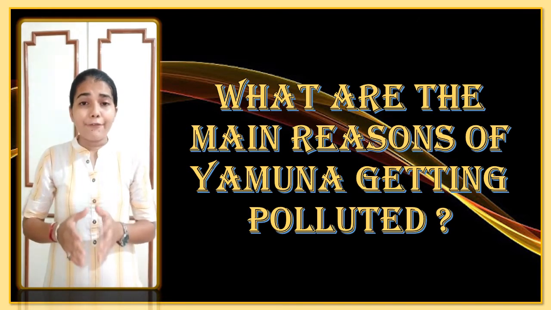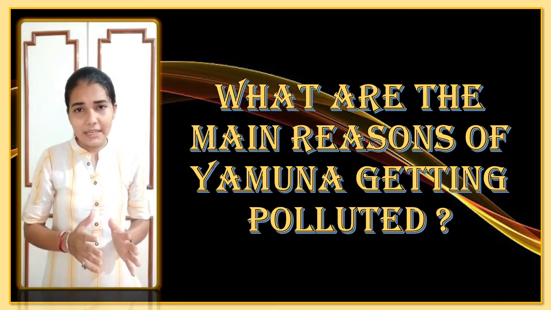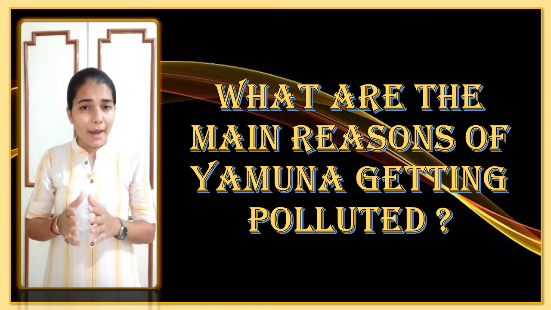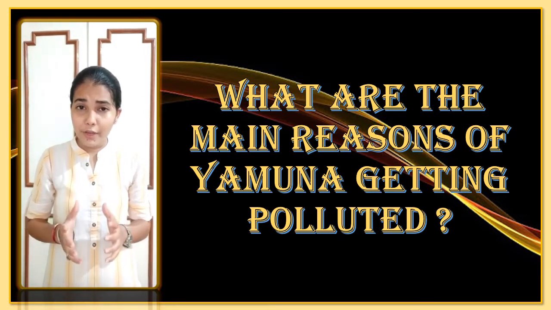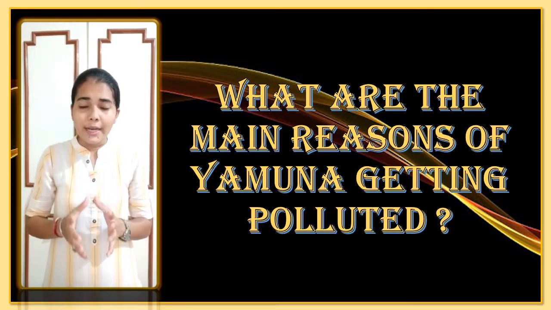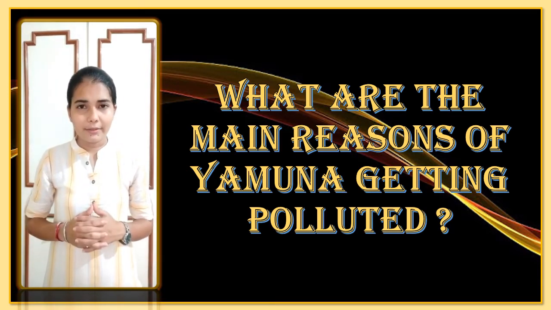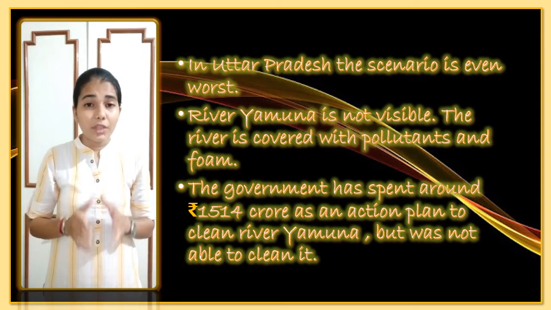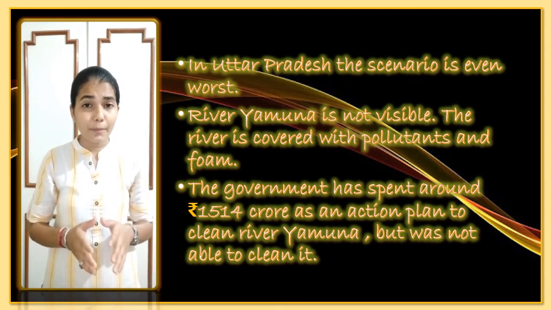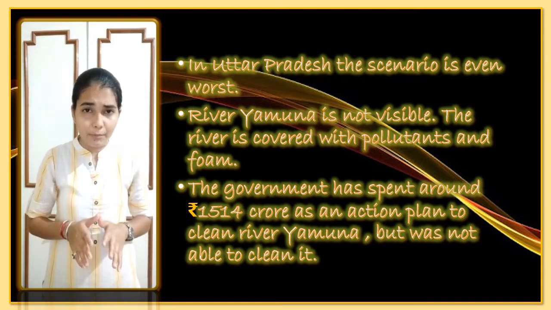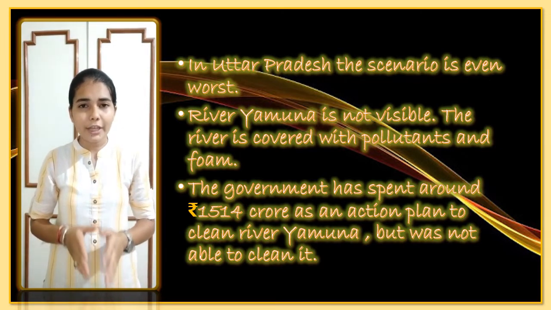Untreated waste that flows from several cities situated on the banks of the Yamuna is the Yamuna's biggest enemy. So in this way, all this pollution gets created in the river Yamuna. In Uttar Pradesh, the scenario is even worse. In Uttar Pradesh, the river is almost invisible and covered with pollutants and foam.